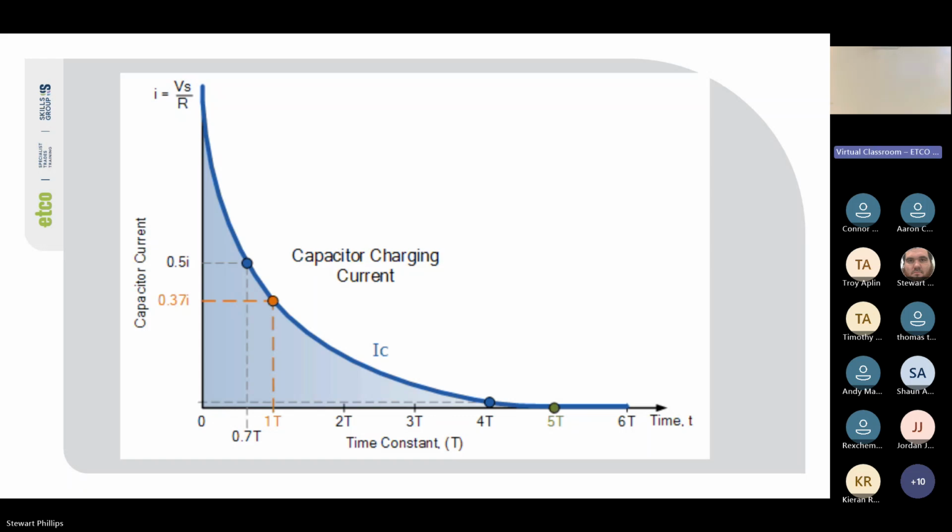After one time constant, we're already down to 0.37 of our current flow. So the opposite is true for the current flow in the circuit. Once we're at 63% voltage, we're only at 37% of current. Remember, current and voltage for this are inversely proportional.